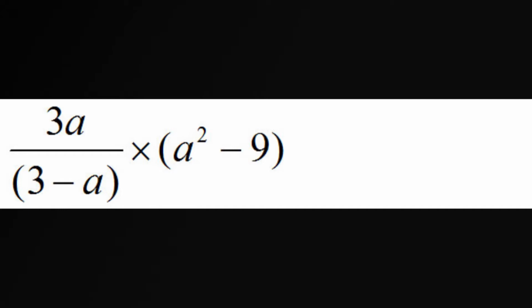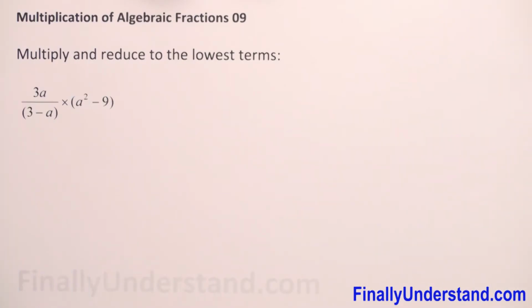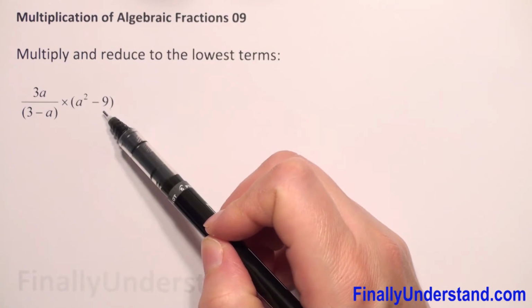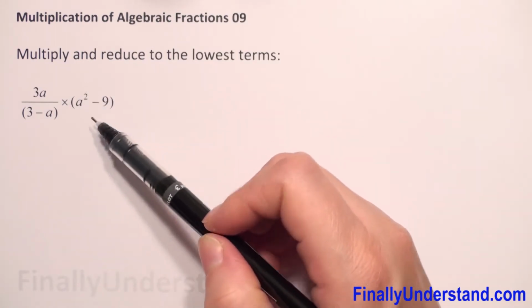We know that when we have to multiply algebraic fractions, we have to do the same like multiplication of fractions. So we have to multiply numerator times numerator, denominator times denominator. But because we don't have a fraction in the second expression, we can always put it over 1. It didn't change anything and we will have a fraction.